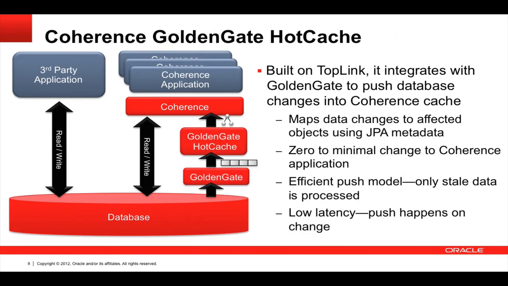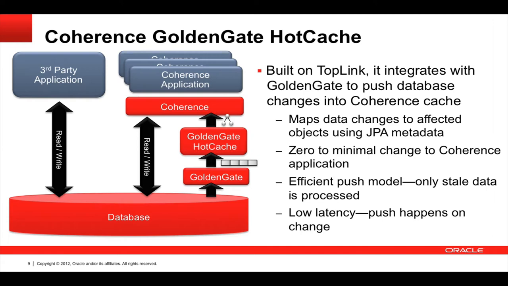So the solution we have in this new feature in Coherence 12.1.2 is the GoldenGate HotCache. This is a piece of code that has been built on Oracle TopLink, and it integrates Oracle GoldenGate with Coherence to effectively pump these changes up. So we basically have a data pump. And what happens is, as data is changed by third parties, GoldenGate detects those changes and passes those changes on to the GoldenGate HotCache. And the HotCache feature will take the database change using Oracle TopLink. It will determine what objects those changes apply to, and it will push those changes into Coherence.